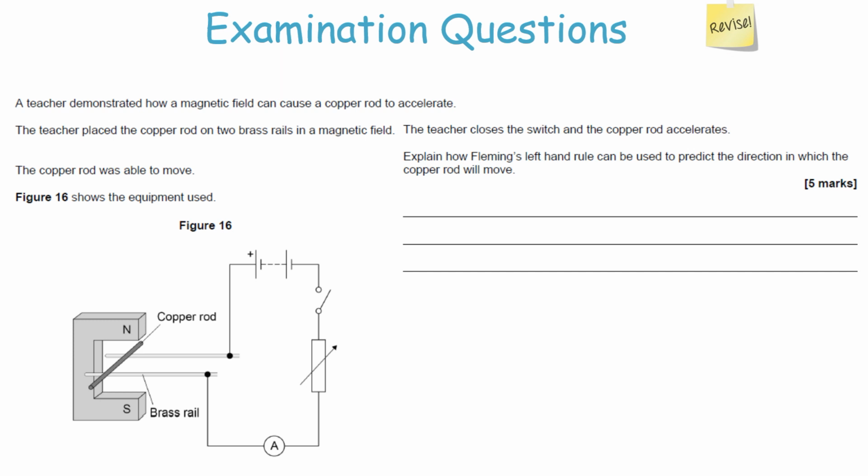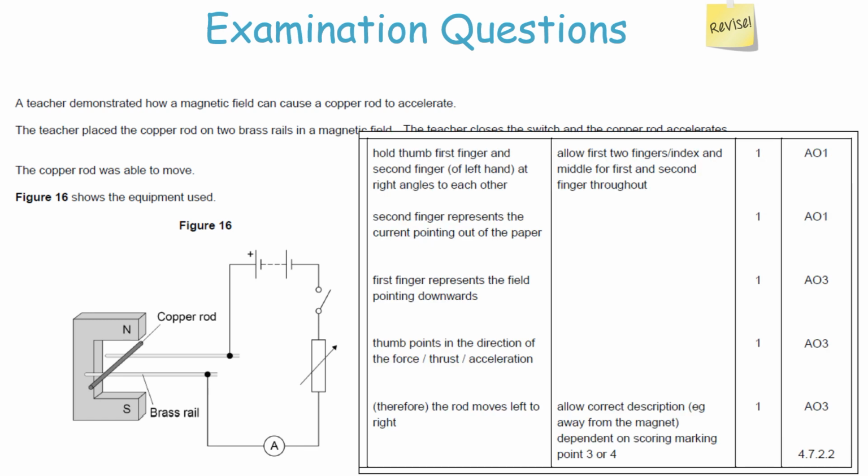Right, for this particular question, it's asking you to explain how Fleming's left-hand rule works. So you've got to know what each finger on your left hand and thumb represents in Fleming's left-hand rule. So firstly, you would hold your thumb, your first finger, and your second finger all at right angles to each other, because the three things are at 90 degrees to each other.